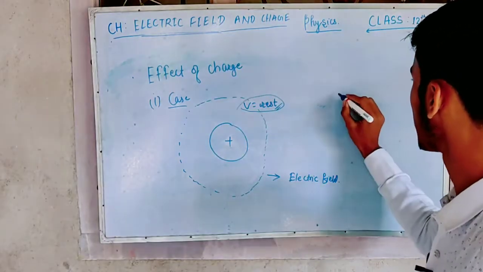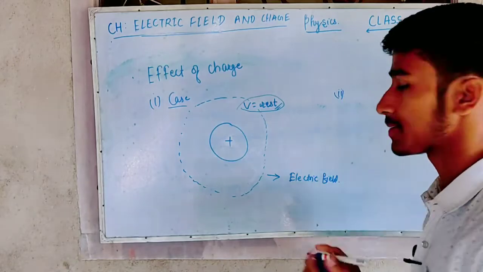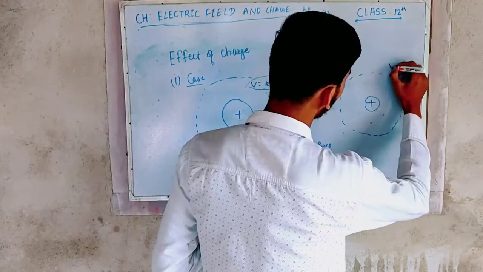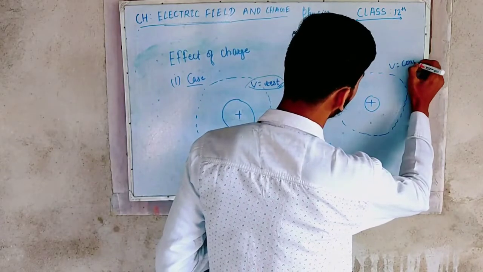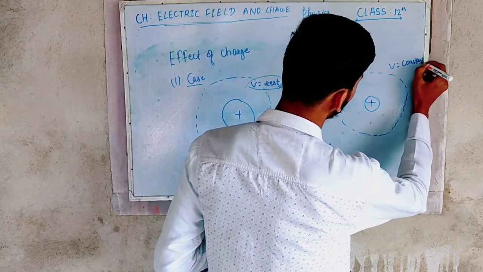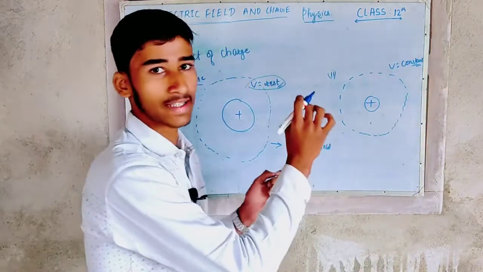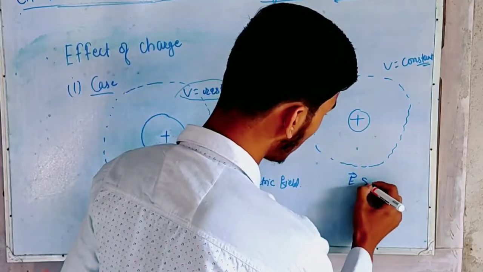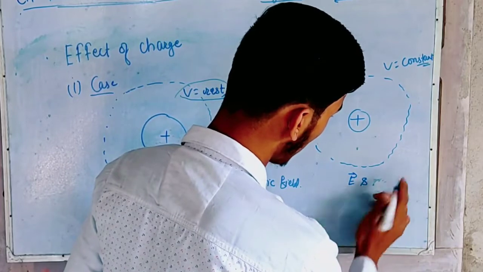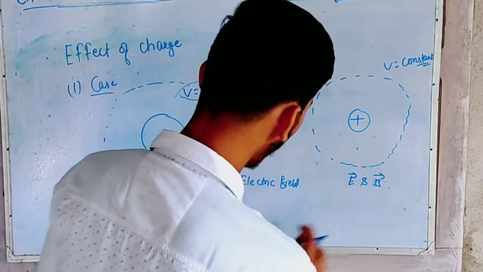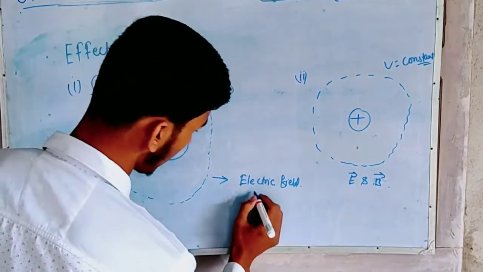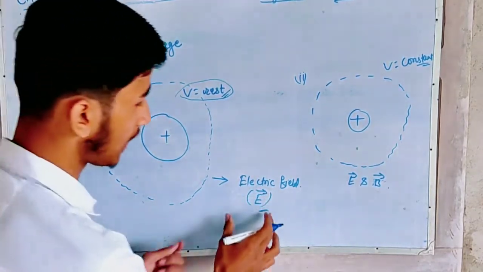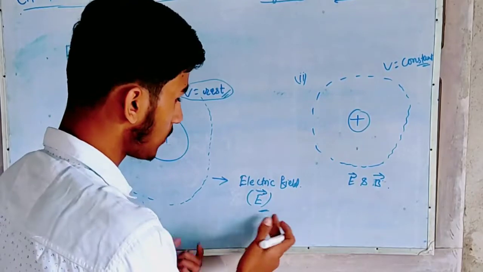And the second case is, let's suppose I am a charge, right? If I am moving at constant velocity, then what will I do? When velocity is constant, then it will produce electric field and magnetic field. By the way, electric field we can also write as E vector, right? This is the short form of electric field, which is used in our numericals as well.